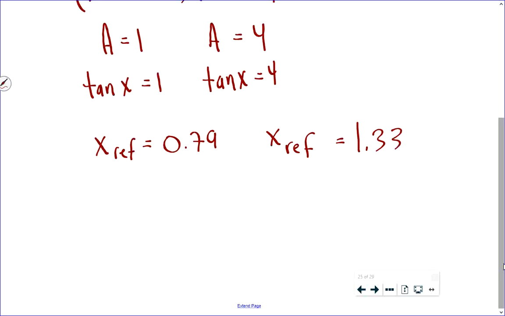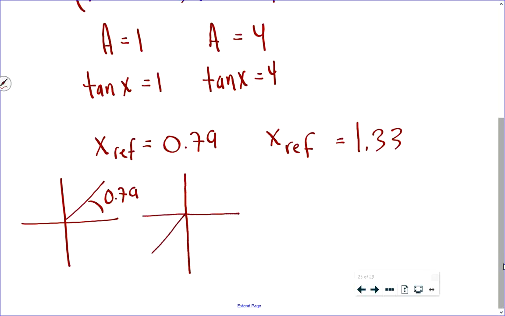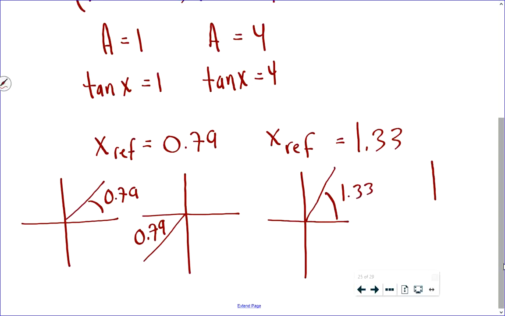We draw for the first equation that reference angle in quadrant 1 and that reference angle in quadrant 3 because that's where tangent is positive. For the second equation, we draw 1.33 in quadrant 1 and 1.33 in quadrant 3 again because tangent was positive. And then it's a matter of figuring out the rotation angles, which I'm going to indicate with a green arc.